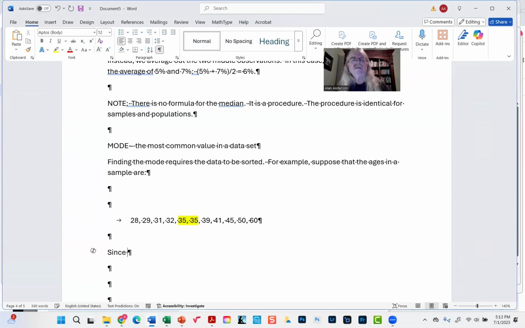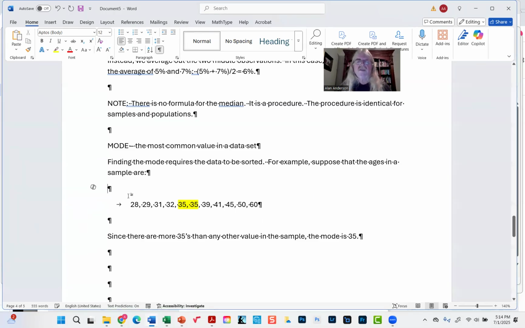Since there are more 35s than any other value in the sample, the mode is 35. I mean, it's just that simple. Now, here's where it gets a little strange. A data set may not have a mode at all. It also can have two or more modes.